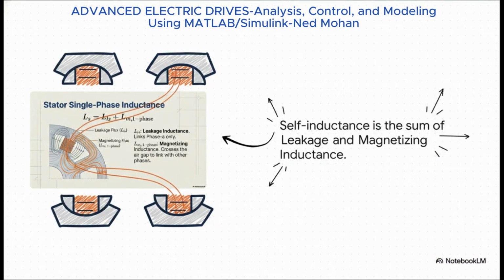So when we talk about the self-inductance of a single phase, this LS, we're really talking about two different things combined. First up, you've got the leakage inductance, LLS. Think of this as the magnetic field that just hangs around its own wire and doesn't really do much useful work. But then you have the magnetizing inductance, LM. Now this is the good stuff. This is the powerful magnetic field that actually crosses the air gap to interact with everything else in the machine.